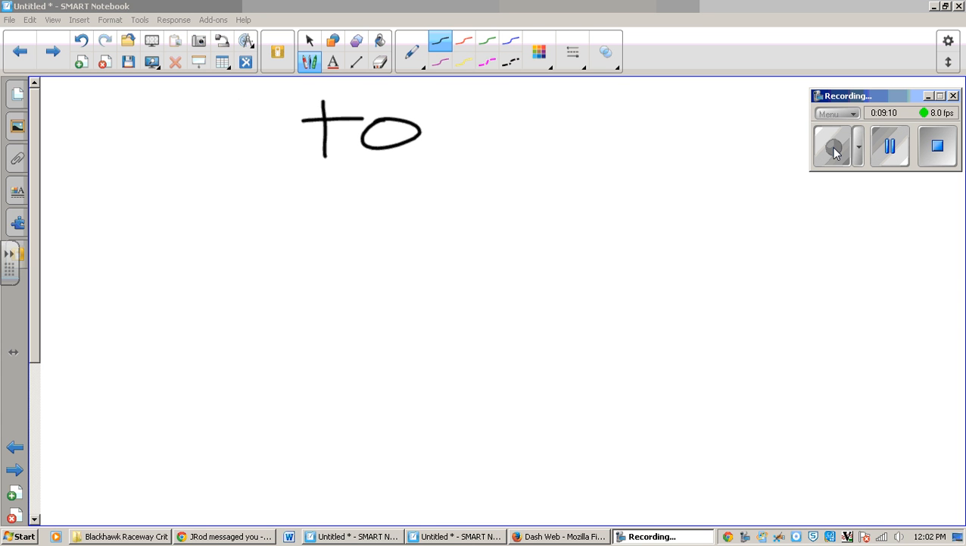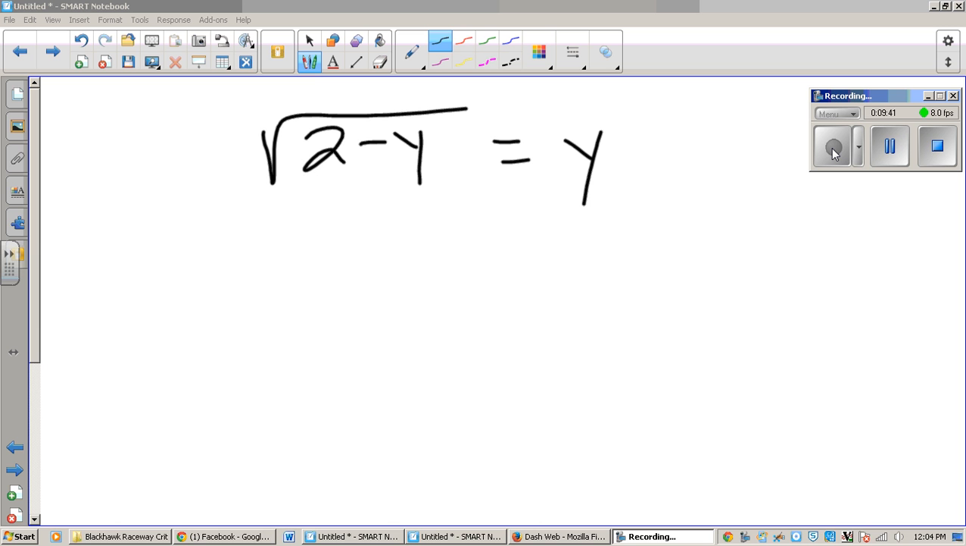And that leads us to our next set of problems. Now we're coming into our last set of examples, and I'm actually going to give you a problem where there is variables on each side of the equation, and that's going to be 2 minus y, the square root of 2 minus y equals y.